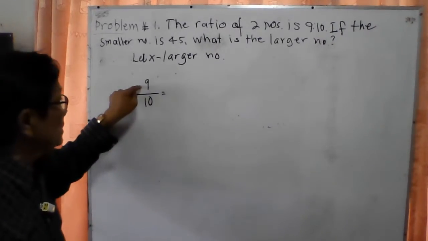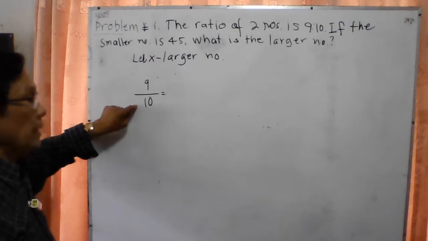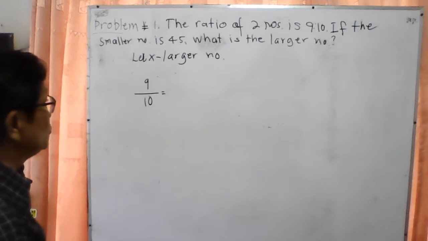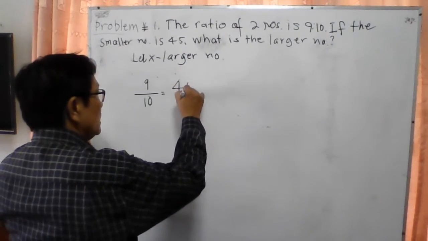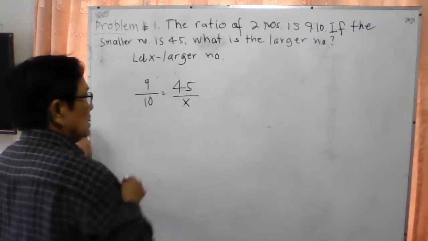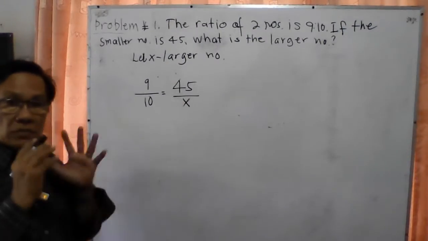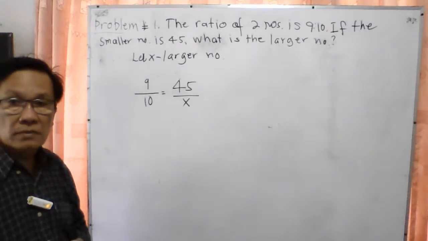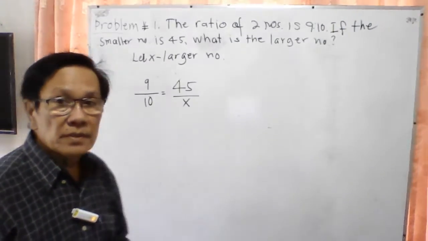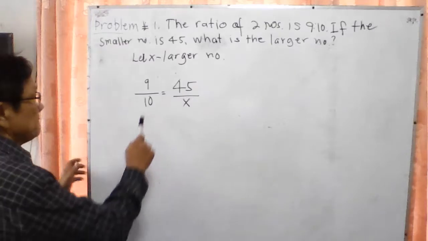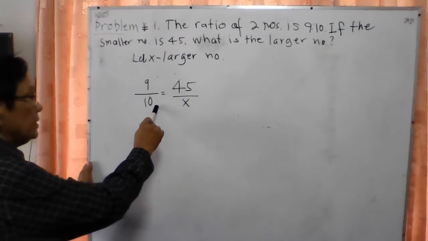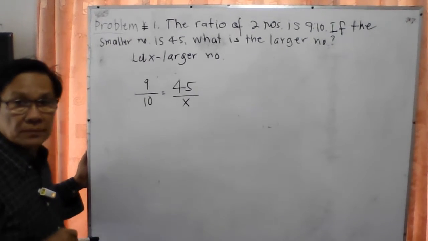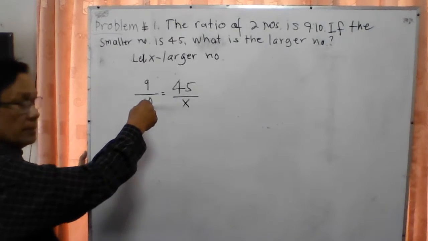The smaller number is the numerator and the bigger number is the denominator, which means this 45 is the numerator. 45 and x. Now, in solving for x, problems like this, you have to eliminate the fraction. Convert it into simpler terms. How do you do that? If you multiply this side by 10, then you will have 10 over 10, you'll cancel out. So when they cancel out, you have eliminated the denominator.